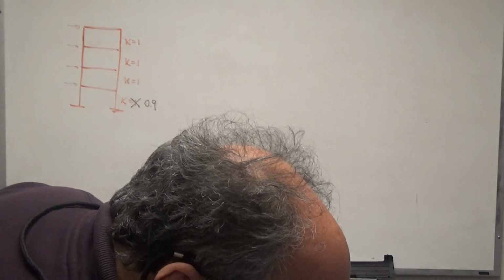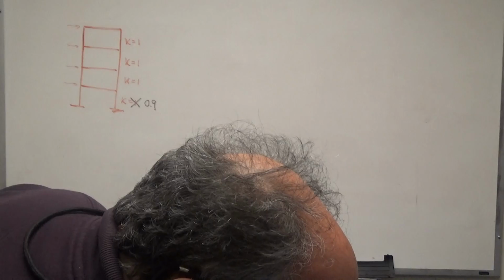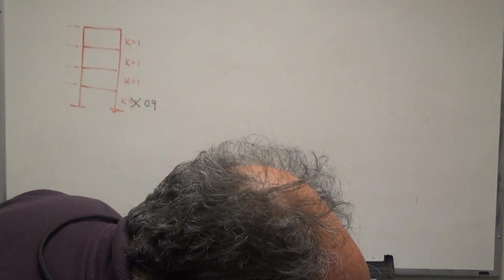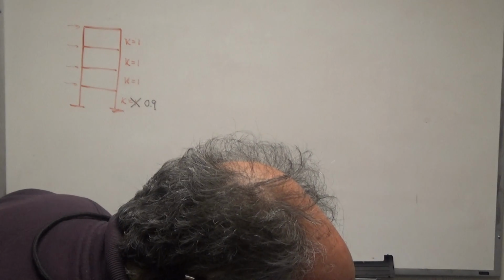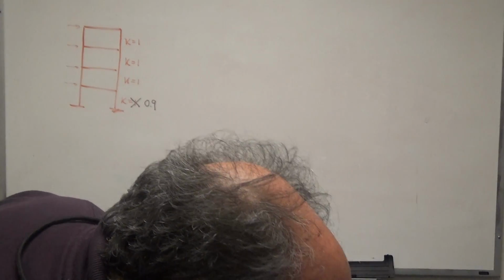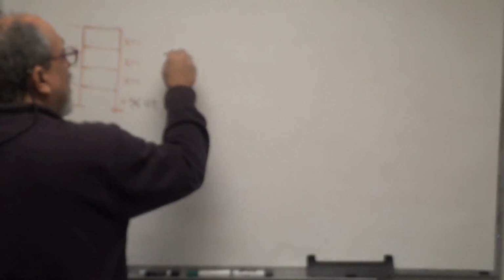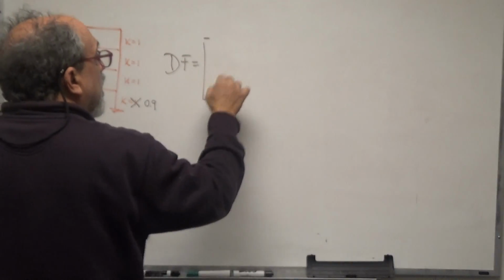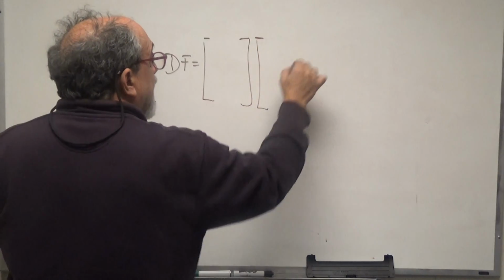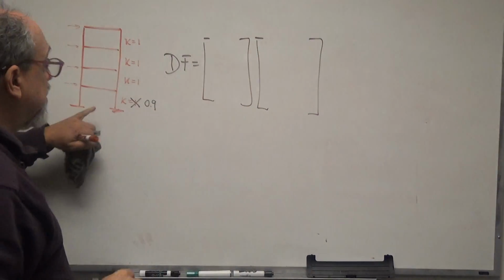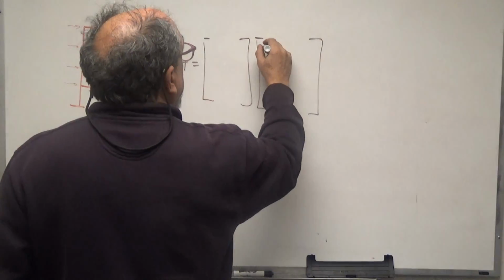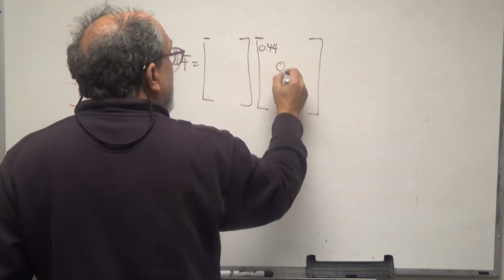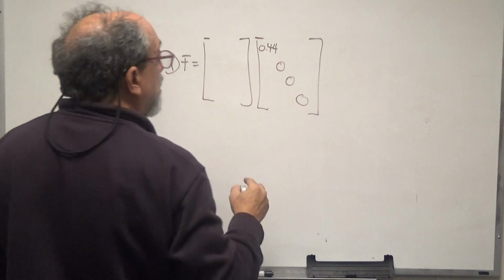And if we do the singular value decomposition of delta F, right, we get the singular values as expected. There's only one damage, right, on the first floor. So the singular values are 0.44 and then 0, 0, 0. Okay?